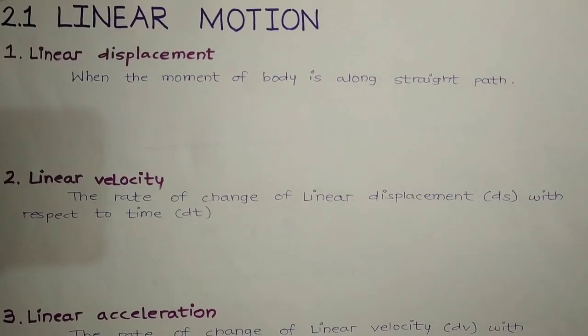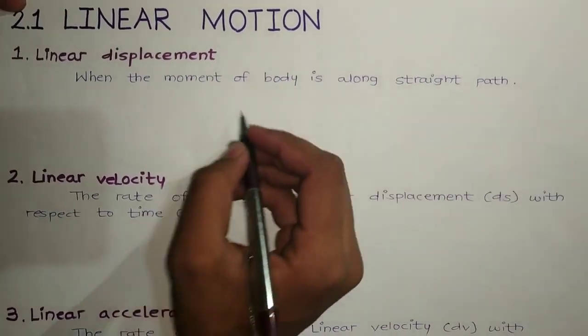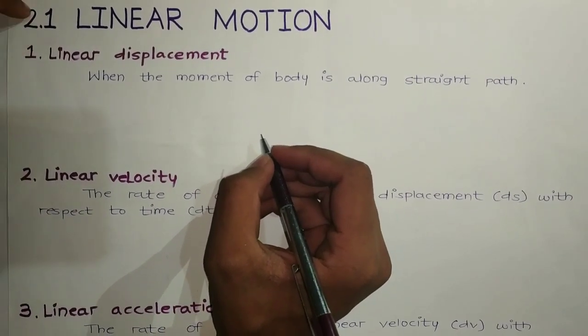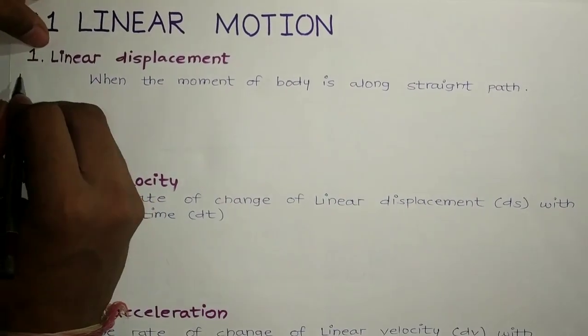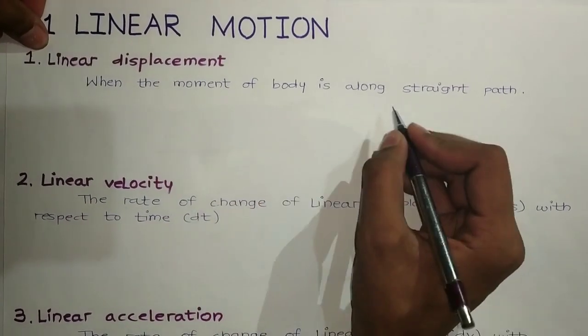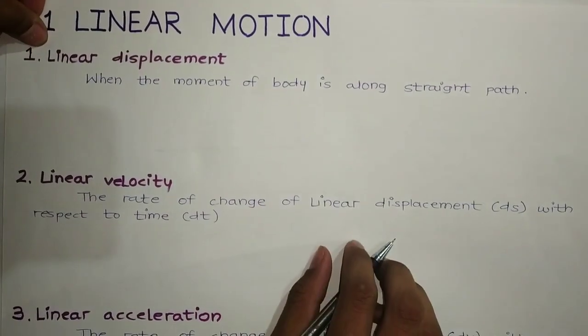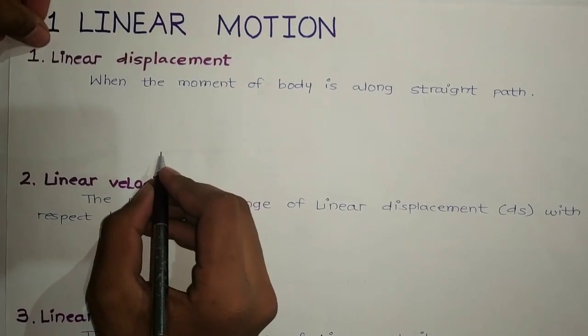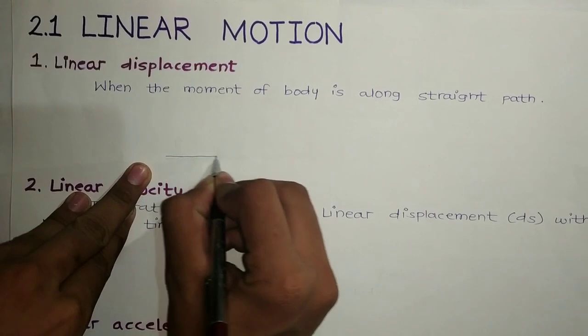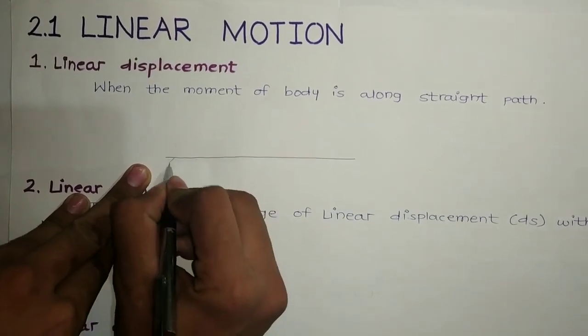After the introduction, we come to the next topic, linear motion. Linear motion is the motion of a body along a linear direction. In that, first we explain linear displacement. When the movement of a body is along a straight path, it is called linear displacement. For linear displacement, we draw one diagram here. It is a fixed plane.